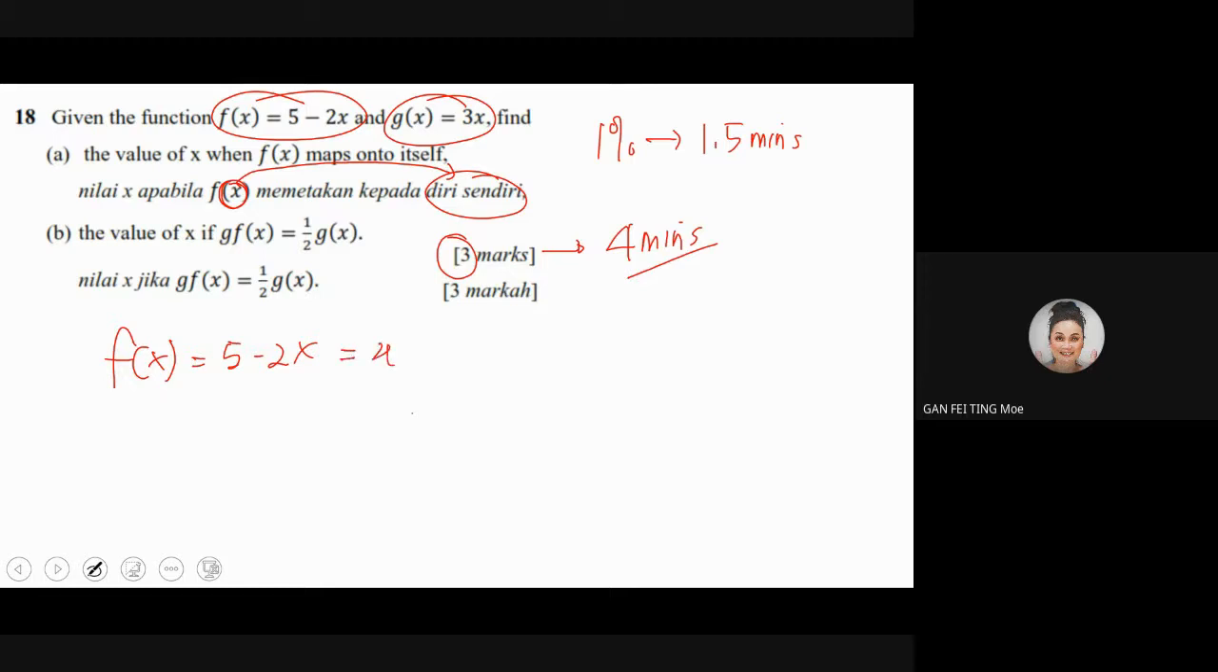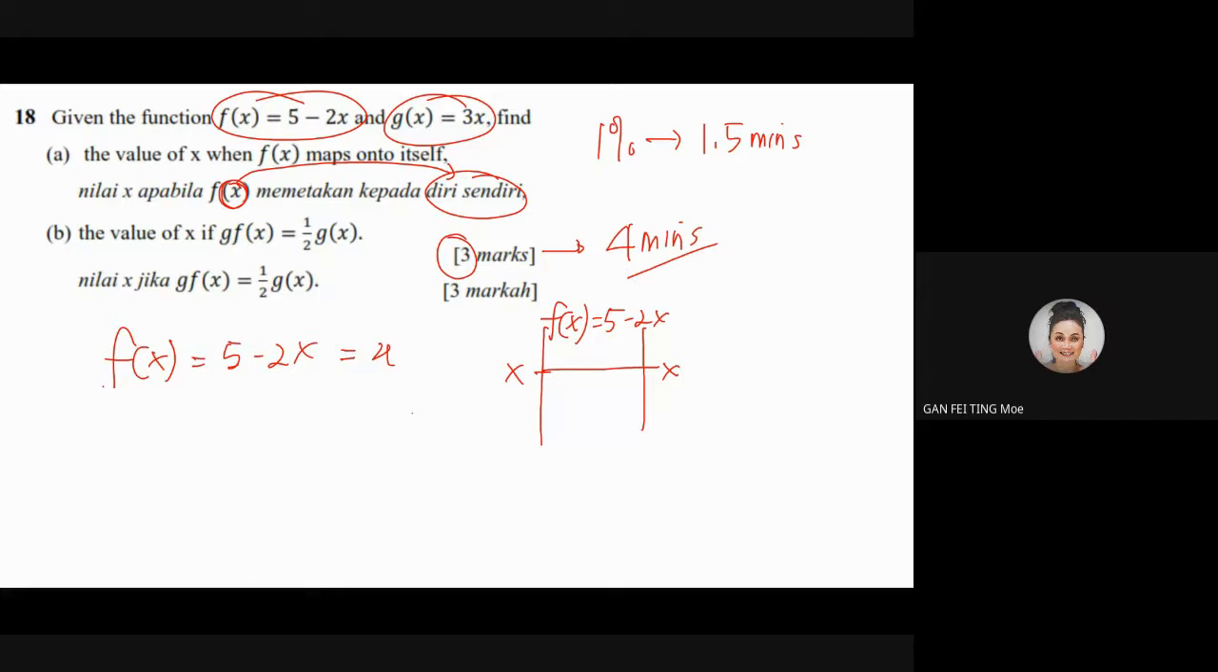If I were to represent it with my diagram, so it will be the object here. Okay, then it turns out, so this is my f(x). f(x) equals 5 minus 2x, and this is the diagram. Do you get me? Okay, so this is the question.